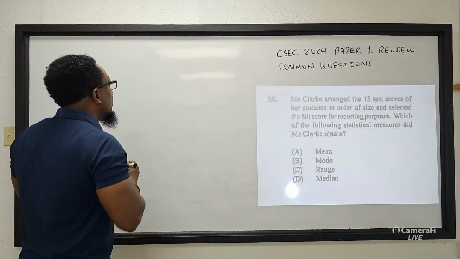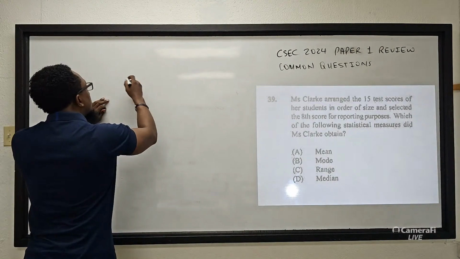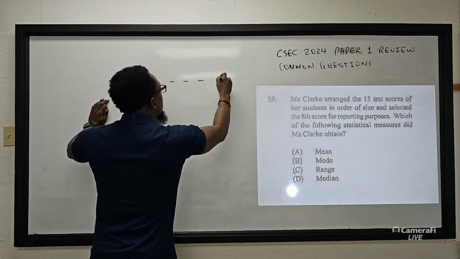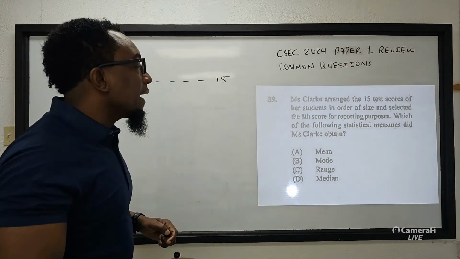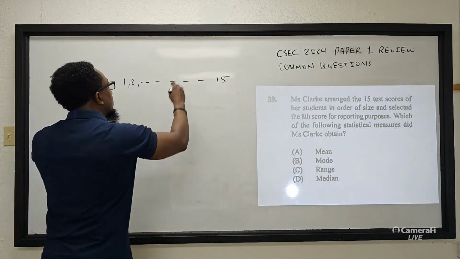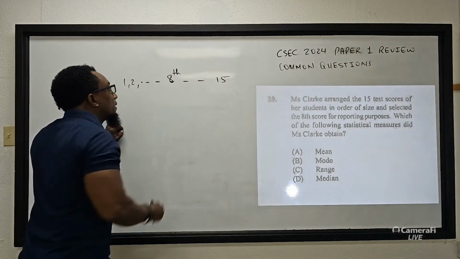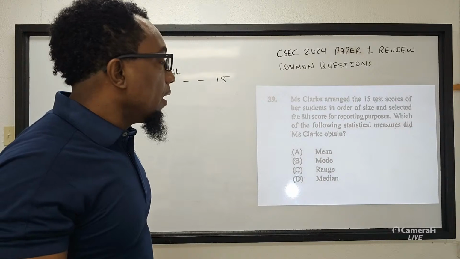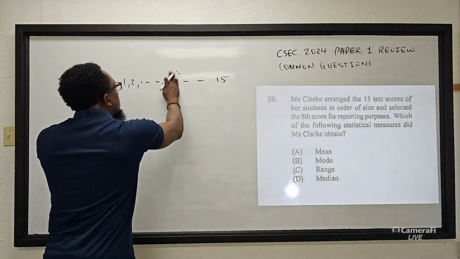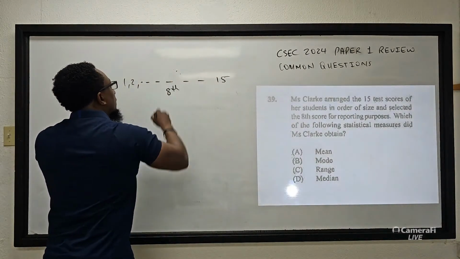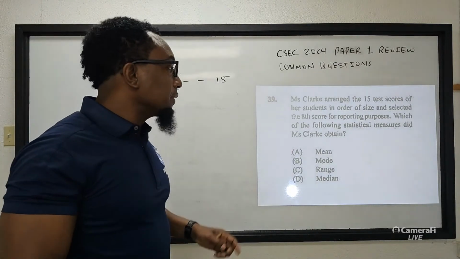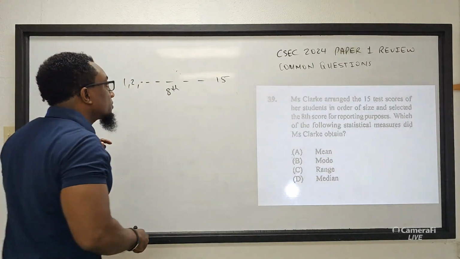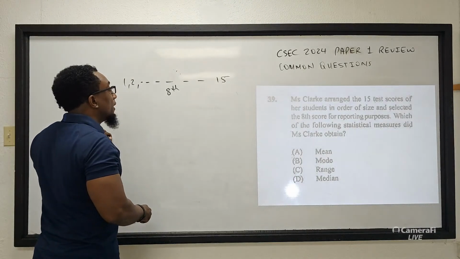So therefore, we'll have the data here, 15 test scores. So 1 all the way to 15. And the 8th score was selected. So this is the 8th score here. Alright? So how are we going to determine this? What statistical measure will help us to determine the 8th score? That statistical measure will be the median.